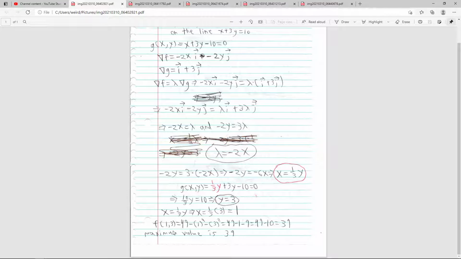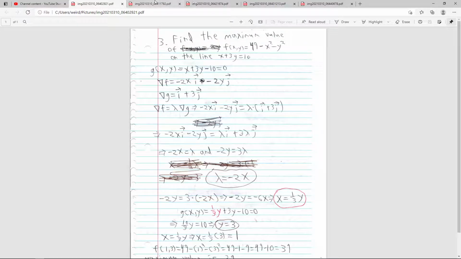So at f of 1, 3 is your maximum value, and you plug in, you get 49 minus 1 minus 9, which equals 39. So the maximum value is 39. If you want to find the maximum value, you get it.